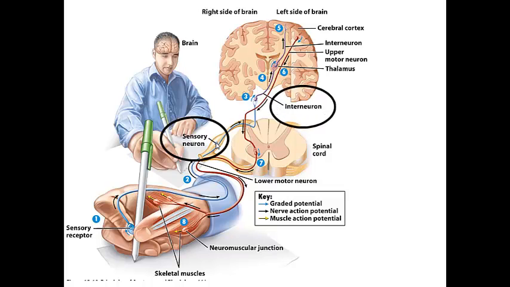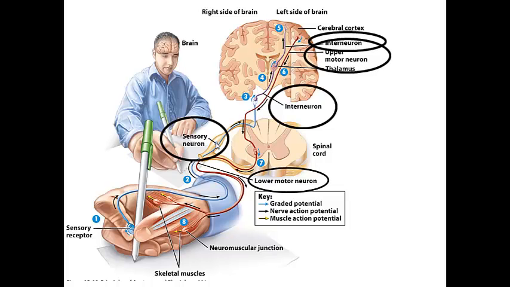At the center, we're going to find interneurons. So the interneurons are the neurons we find between sensory neurons and motor neurons. So here we have a couple interneurons up in the brain helping us to make sense of the information coming from the sensory neuron. And then if we want to send a signal out to a muscle, we're going to use a motor neuron. So there's an upper motor neuron in the brain and a lower motor neuron associated with the spinal cord.